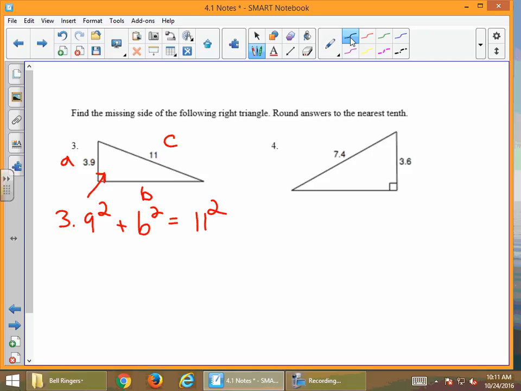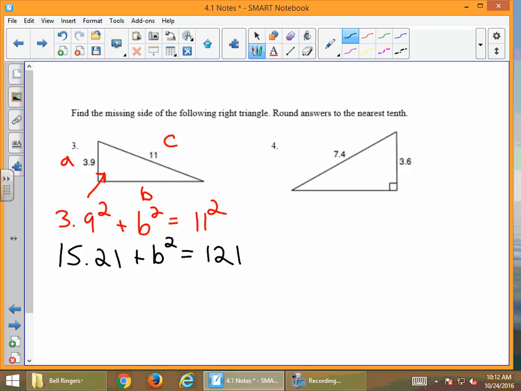How do we get 15.21? See, there's nothing else. Let's just say the whole thing right here, because if it goes on forever you can round, that's fine, but it stops right there. We're good. Plus B squared equals 11 squared. It's a little easier. 11 times 11 gives me 121.